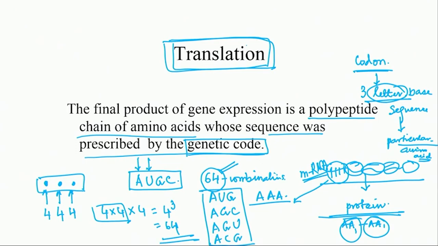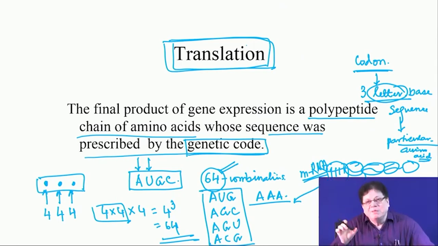Okay. Once we have the protein, then the primary structure becomes very important, that is which amino acid is connected to which amino acid. Okay. Different proteins have different amino acid sequences. And this amino acid sequence is dictated by the sequence of codons in the mRNA. Okay. I hope this is clear.